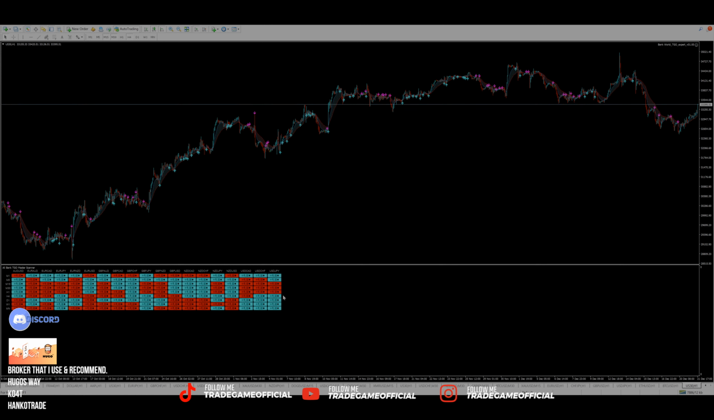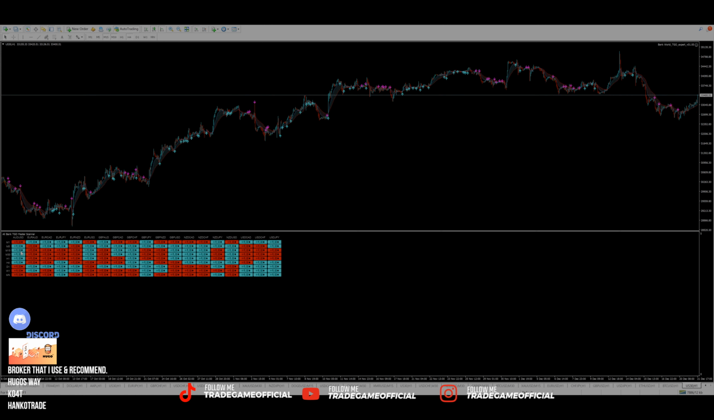See that? Now you see how on this indicator there's so much blue and red, so much blue and red. When you look at this indicator, that tells you right there how choppy the market is. Tells you right there.